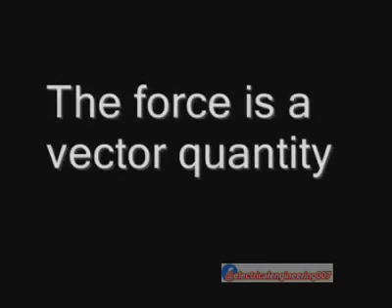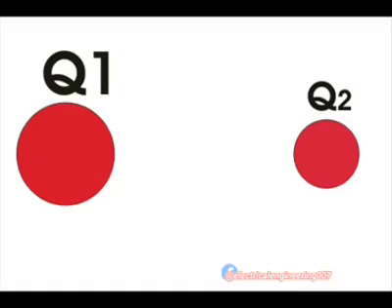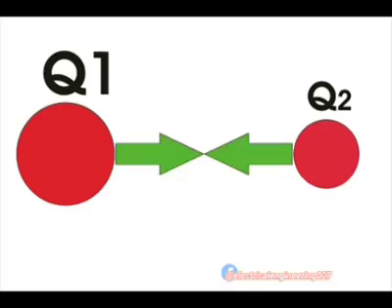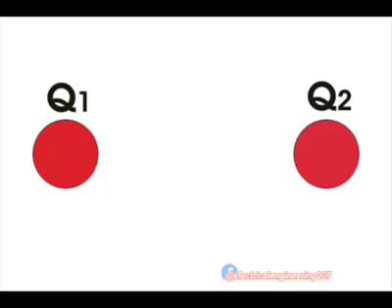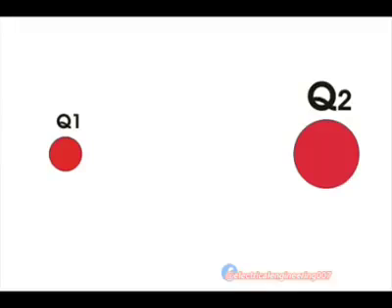The force is a vector quantity, which means it has direction in addition to its magnitude. Here the force acts along the straight line joining the centers of the charged bodies. Now, if you increase the charge Q1 keeping Q2 unchanged, the force is obviously increased. If you decrease the charge Q1 keeping Q2 unchanged, the force is obviously decreased.